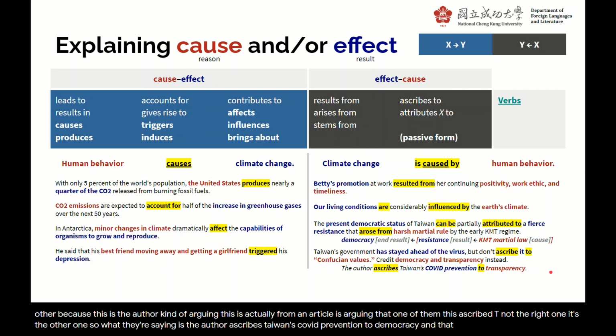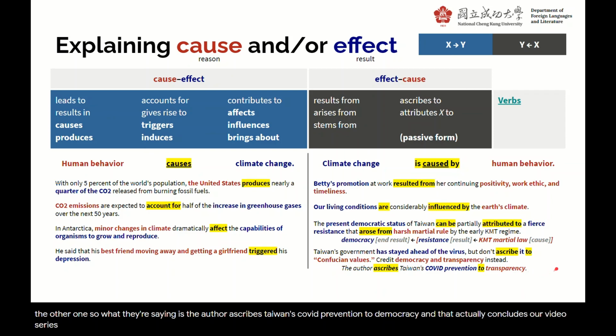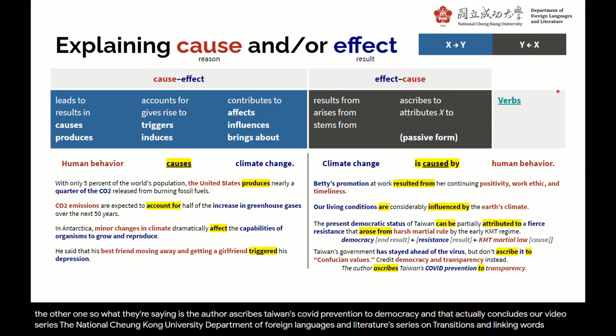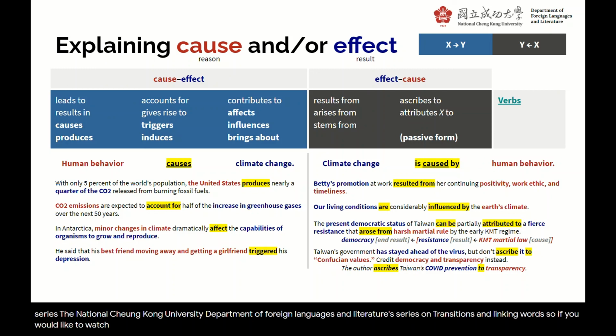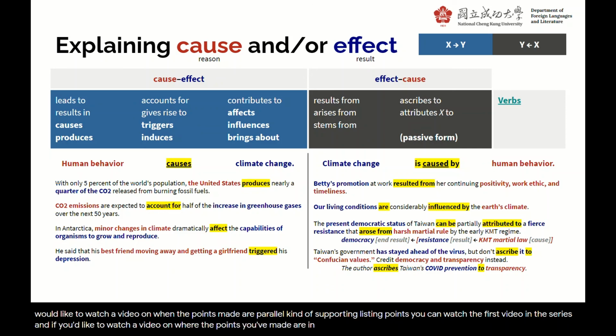And that actually concludes our video series, the National Cheng Kung University Department of Foreign Languages and Literature series on transitions and linking words. So if you would like to watch a video on when the points made are about parallel, supporting, listing points, you can watch the first video in the series. And if you'd like to watch a video on where the points you've made are in contrast to each other or pointing out differences, you can watch the second video in the series. And I hope you learned something.